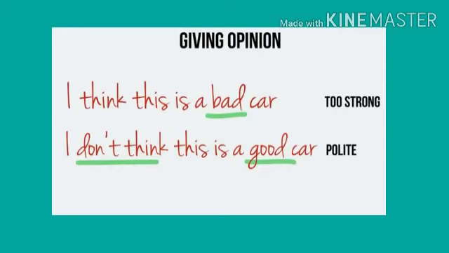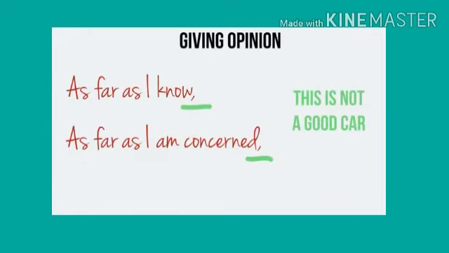If you say, I think this is a bad car, this statement is too strong and sometimes even rude, so you can make it more polite by saying, I don't think this is a good car, making the first part negative and the second part positive. The phrases as far as I know and as far as I'm concerned are used with a comma. For example, as far as I know, this is not a good car. As far as I'm concerned, this is not a good car. And the first phrase, as far as I know, is more about knowledge, or you're being informed about this. And as far as I'm concerned, is more about opinion.